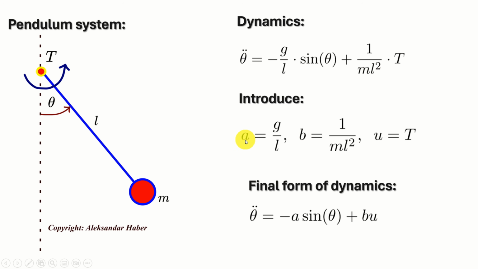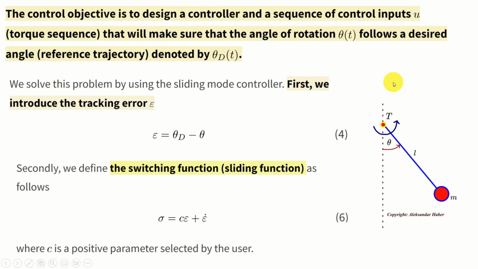Next, if we define A to be equal to G over L, and B to be equal to 1 over m L squared, and U to be equal to T, then we can write the dynamics like this. The control objective is to design a controller and a sequence of control inputs U, or torque sequence, that will make sure that the angle of rotation theta of t follows a desired or reference trajectory denoted by theta d of t. That is, we want to find a control action that will make sure that theta follows a prescribed time trajectory denoted by theta d of t.